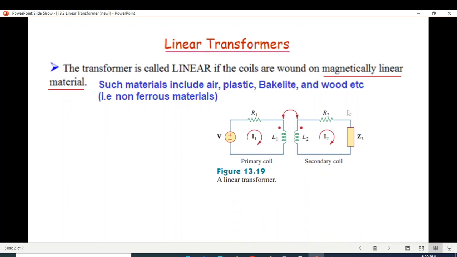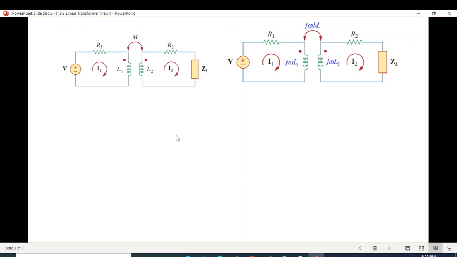For the basic circuit, we'll use this circuit. Here R1 and R2 are actually the resistances in the coil, so they have been taken out and written here. Okay, so the first step should be that we convert this into phasor form. So L1 will be written as j omega L1, L2 as j omega L2, and M as j omega M.